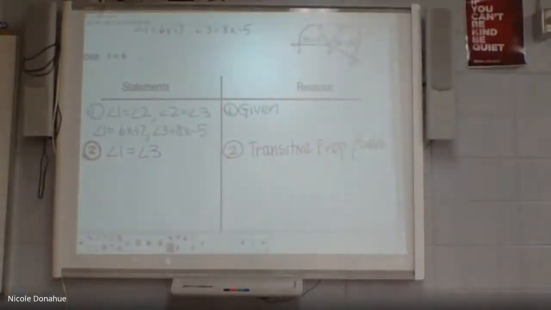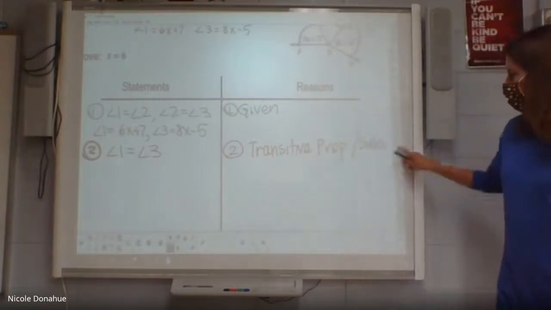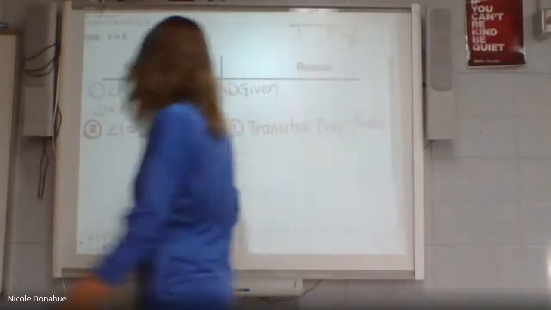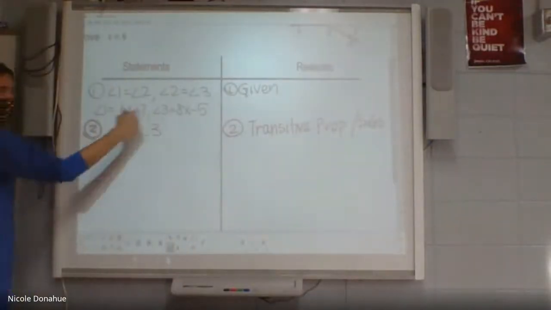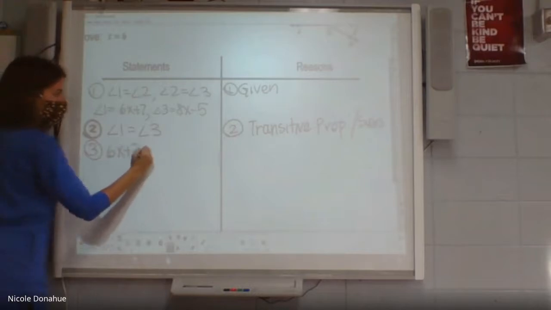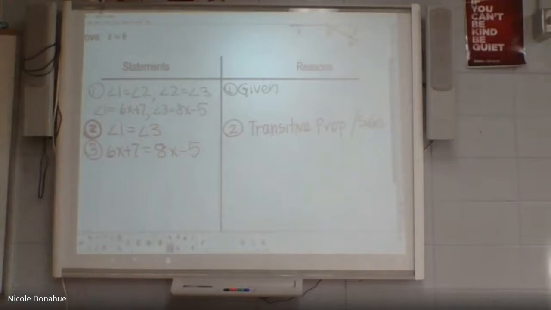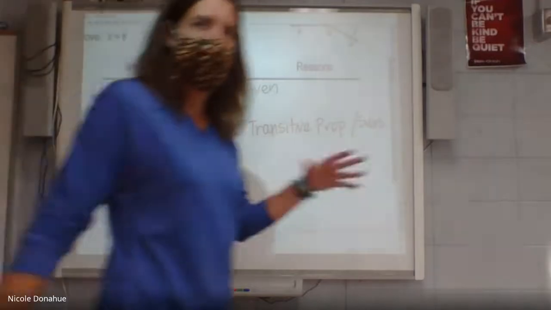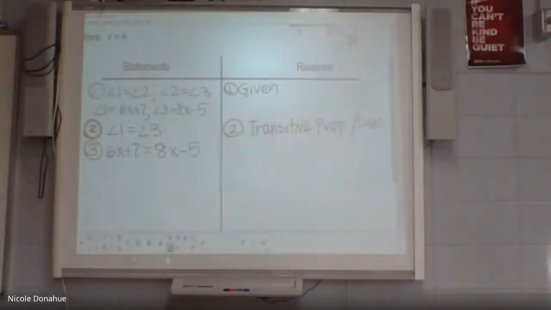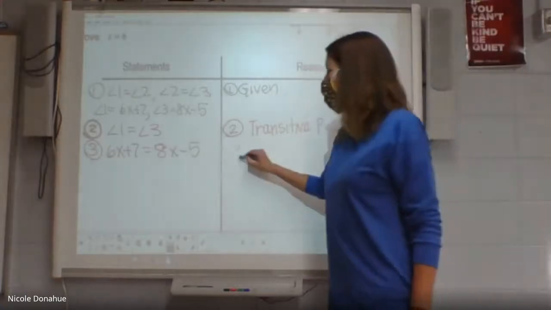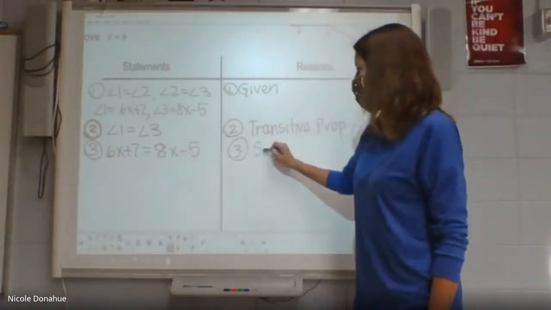How can we get to the fact that x equals 6? If I know 1 equals 3, what can we do? Yep. But 6x plus 7 equals 8x minus 5. Yeah, so we can say that these two have to be equal. 6x plus 7 has to equal 8x minus 5. And we just replace something. So in math, when we replace something, what do we call that? Substitution, yep, so substitution there. So in this case, I would call this one substitution.